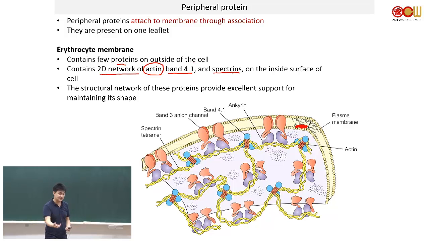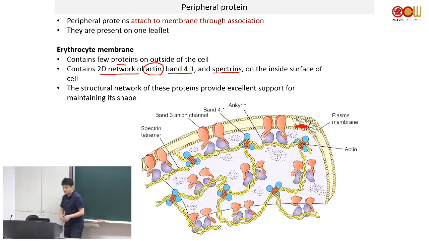Because your blood cells have to move through very different environments, right? It could be in the artery, it could be in the veins, it could be in small capillaries. So it has to move at different places. So it has to be very flexible, right? So it's one of the applications of your peripheral membrane protein, if it's a structural support.